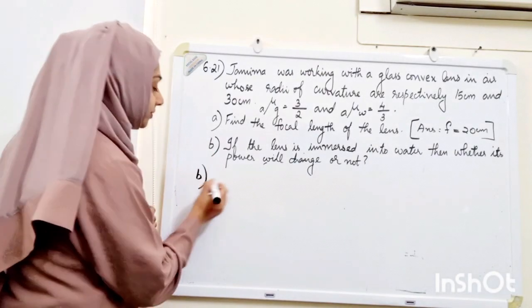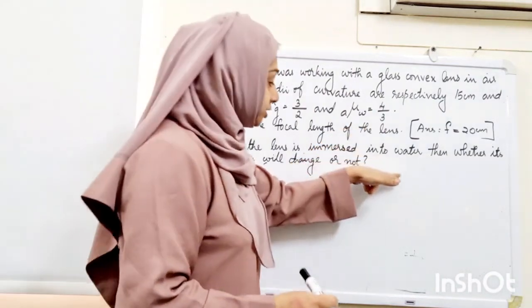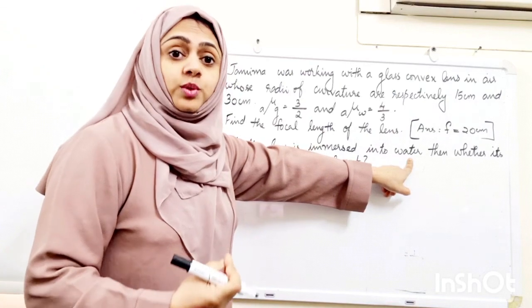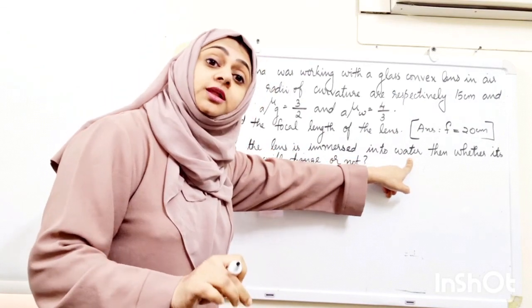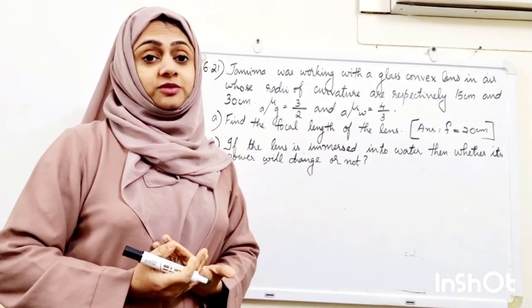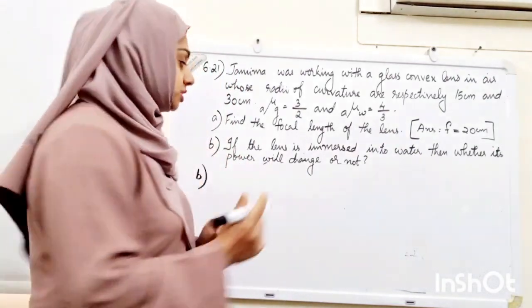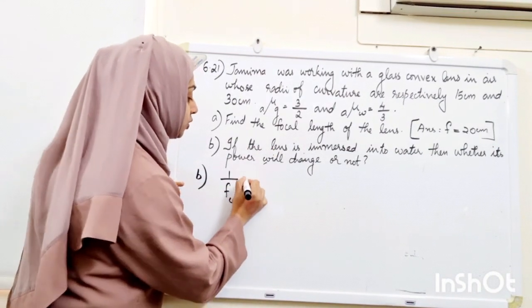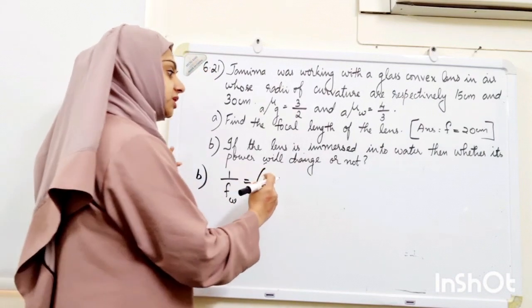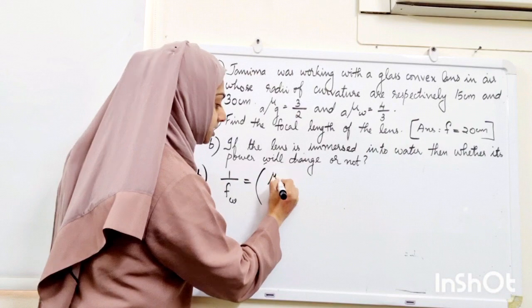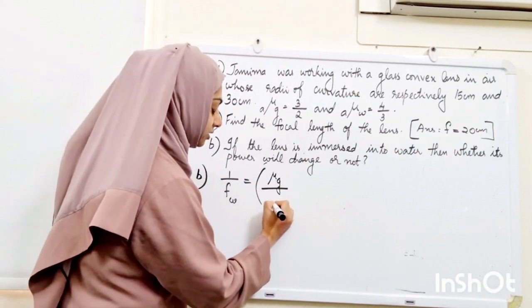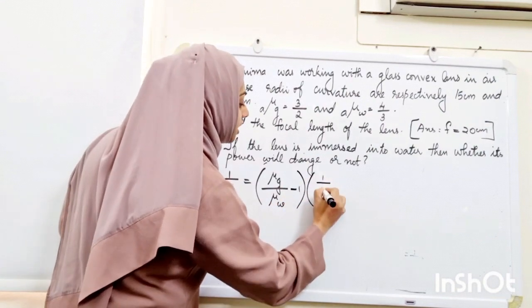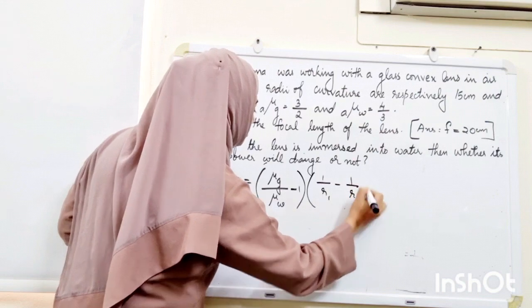For B, if the lens is immersed into water, before going for power, we have to find the focal length. We know that when the lens is kept in water, the focal length will change, and we can find out that focal length using the lens maker's equation. So I have here 1 by F. Now it's in water, so 1 by FW is equal to refractive index of the lens, that is glass, divided by refractive index of the medium, which is water, minus 1 times 1 by R1 minus 1 by R2.